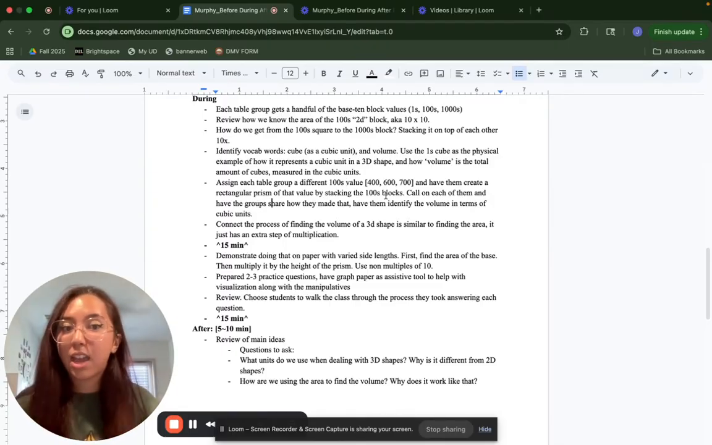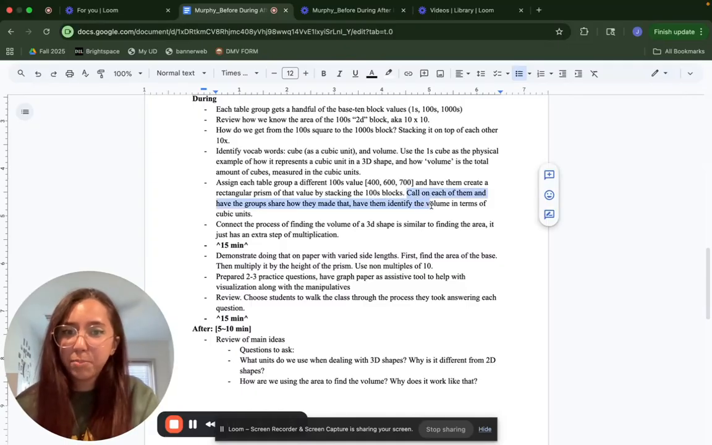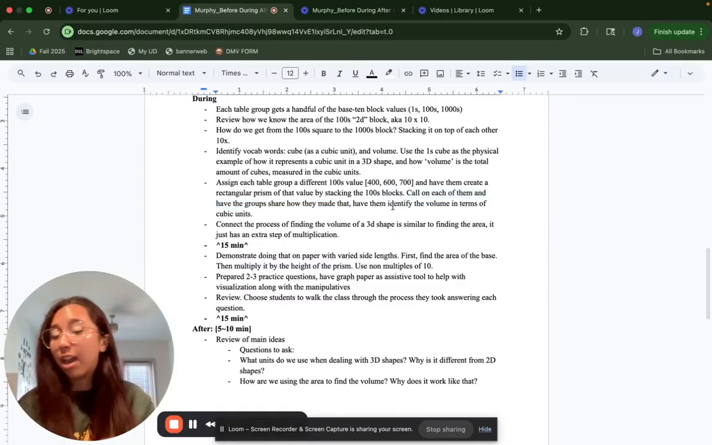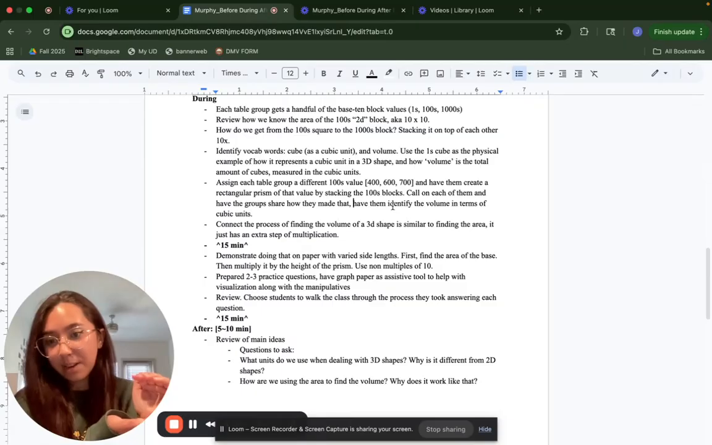So after they do that, I will call on each group or have a representative of each group share how they made that number and have them identify the volume in terms of cubic units. So again, if they have 400, they'll say, this block stacked on top of each other 4 times creates 400 cubic units or 400 centimeters cubed.